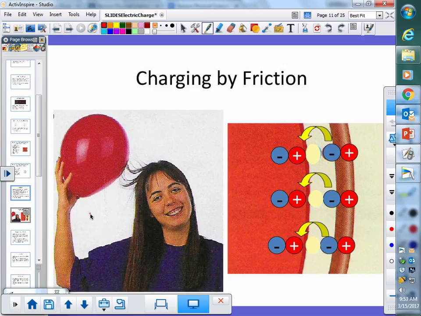So, a couple different ways. First, charging by friction. I think all of us are pretty familiar with friction, right? Two objects move past each other. Friction is a force. We know that friction causes things to heat up as we move along, right? It turns mechanical energy into heat energy.